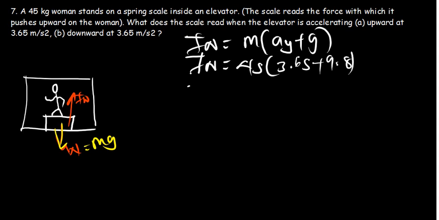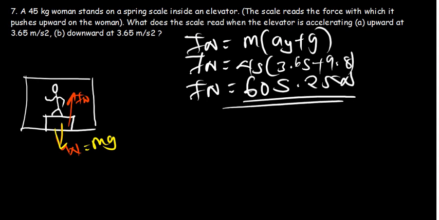So our fn is going to be 3.65 plus 9.8, that times 45. So we should be able to get, okay, so the elevator is going to read, when it's going up, it's going to read 605.25 newtons. So that is the answer. So any type of elevators, this is what we are supposed to be doing.